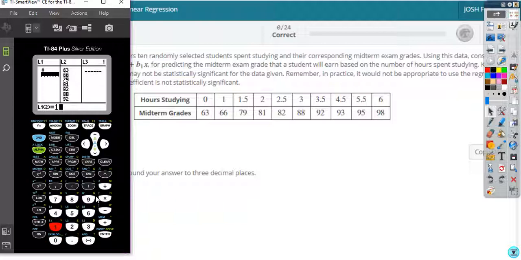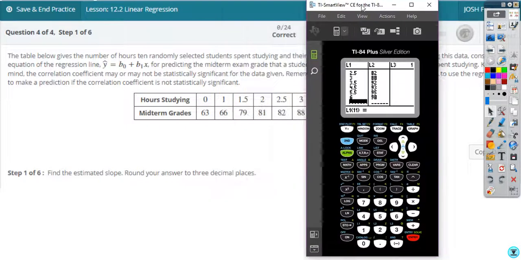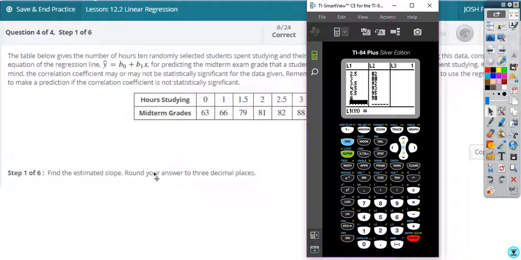So 1, 1.5, 2, 2.5, 3, 3.5, 4.5, 5.5, and 6. Alright, so remember that when you have your numbers in, you want to make sure that you have the same number of entries in list 1 that you do in list 2. Now that we have those numbers in, it says we want to find the slope.